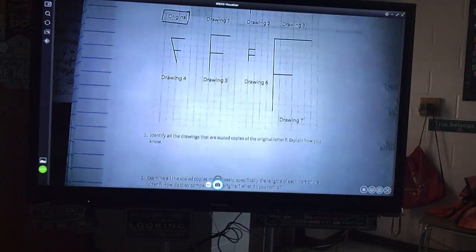Okay, I'm just gonna read it. Okay, they did. I told you. Examine all the scaled copies more closely, specifically the length of each part of the F. How do they compare? She said only there was like. I'm not trying to control it. I'm making sure.